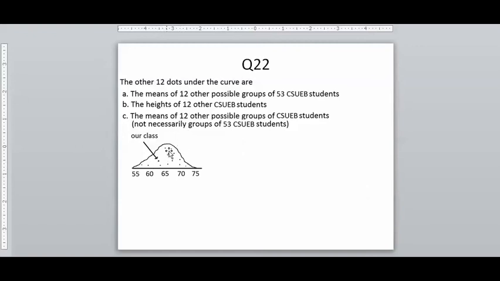So these other 12 dots under here are just the means of other possible samples of 53 that could have been selected, because if I select 53 students randomly, I might get our class as a sample, but I might get another group of 53 people as a sample, and those other samples would have different sample means. So A is correct.